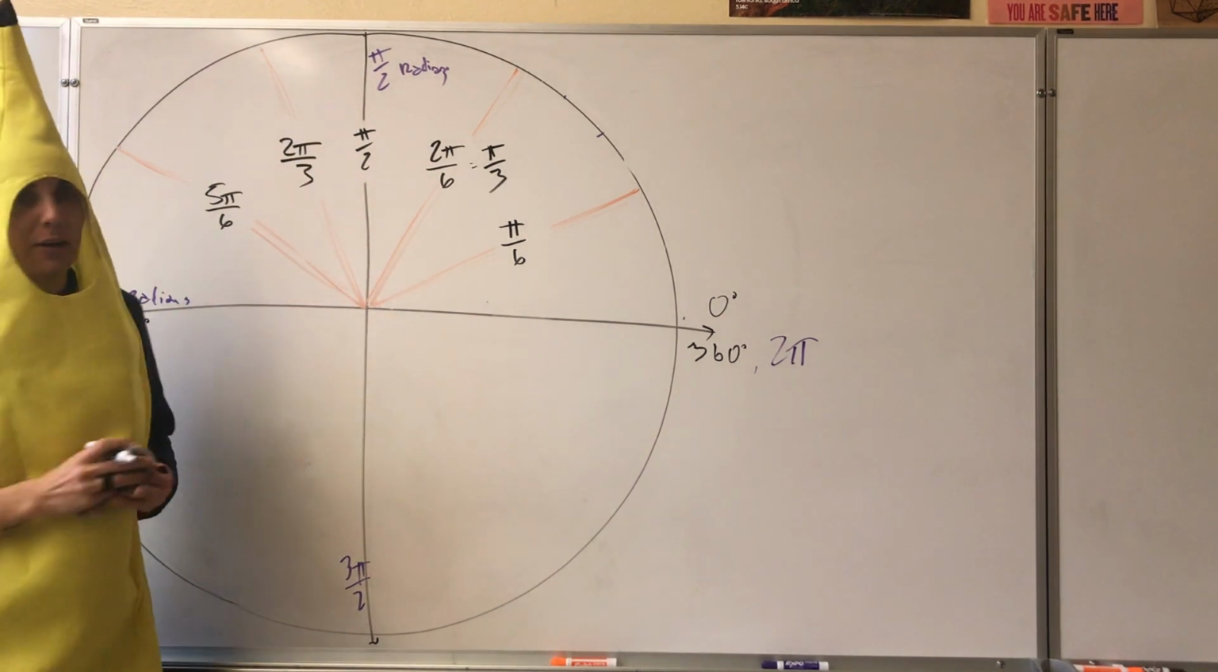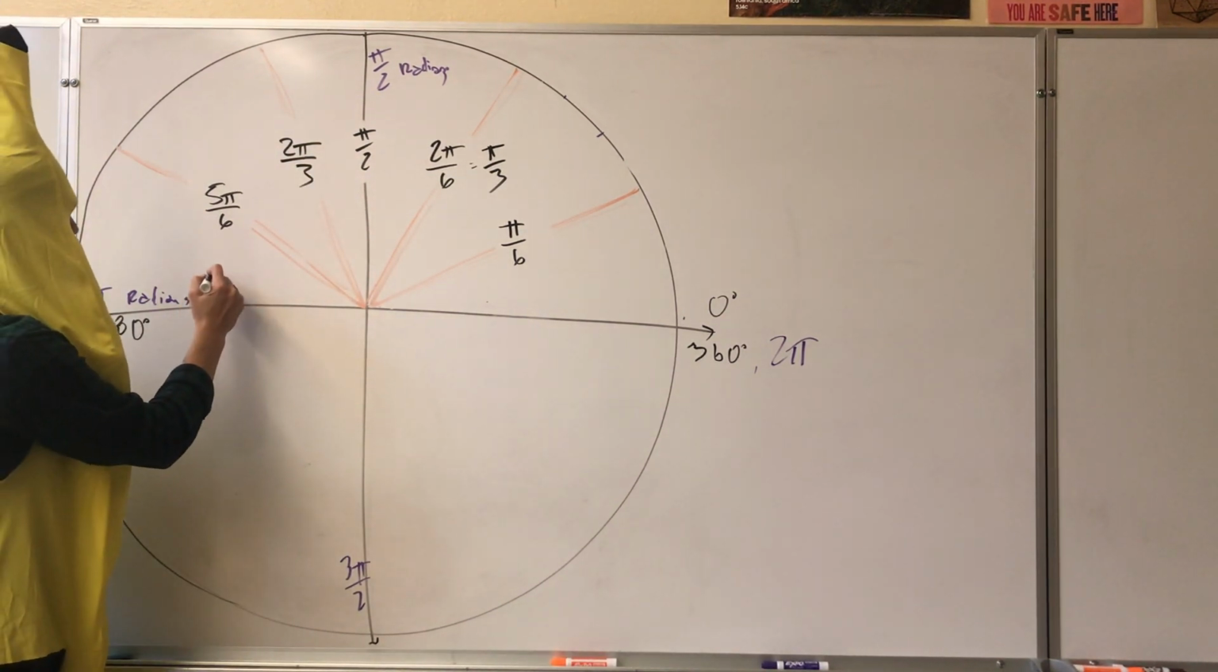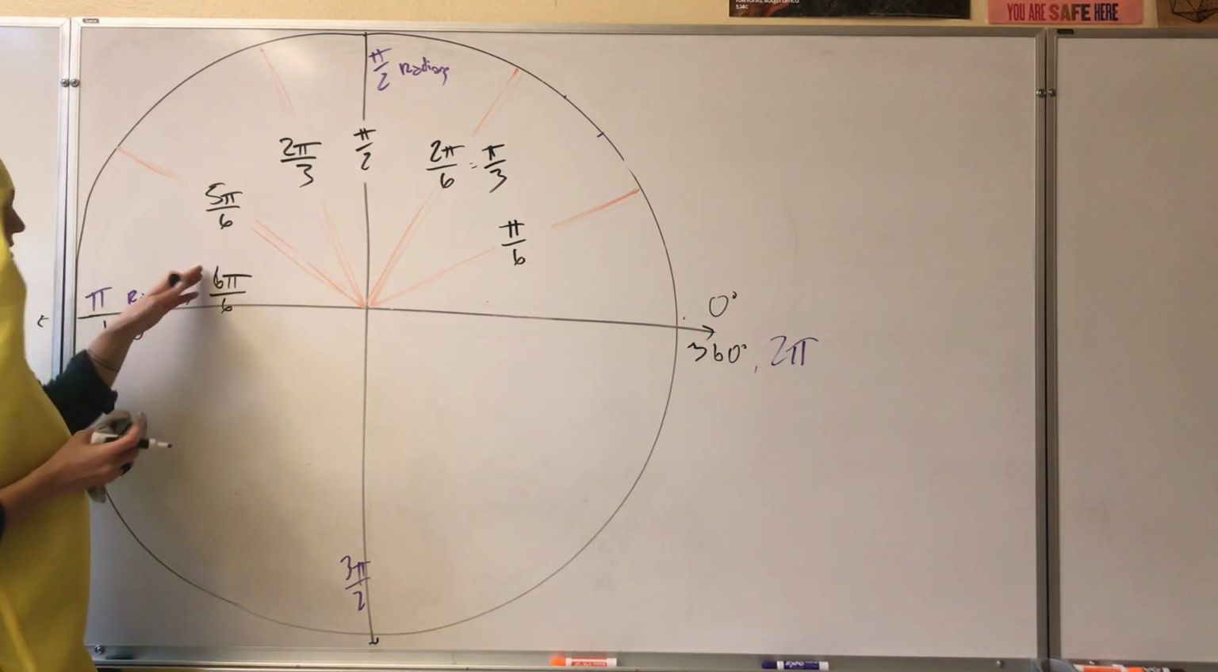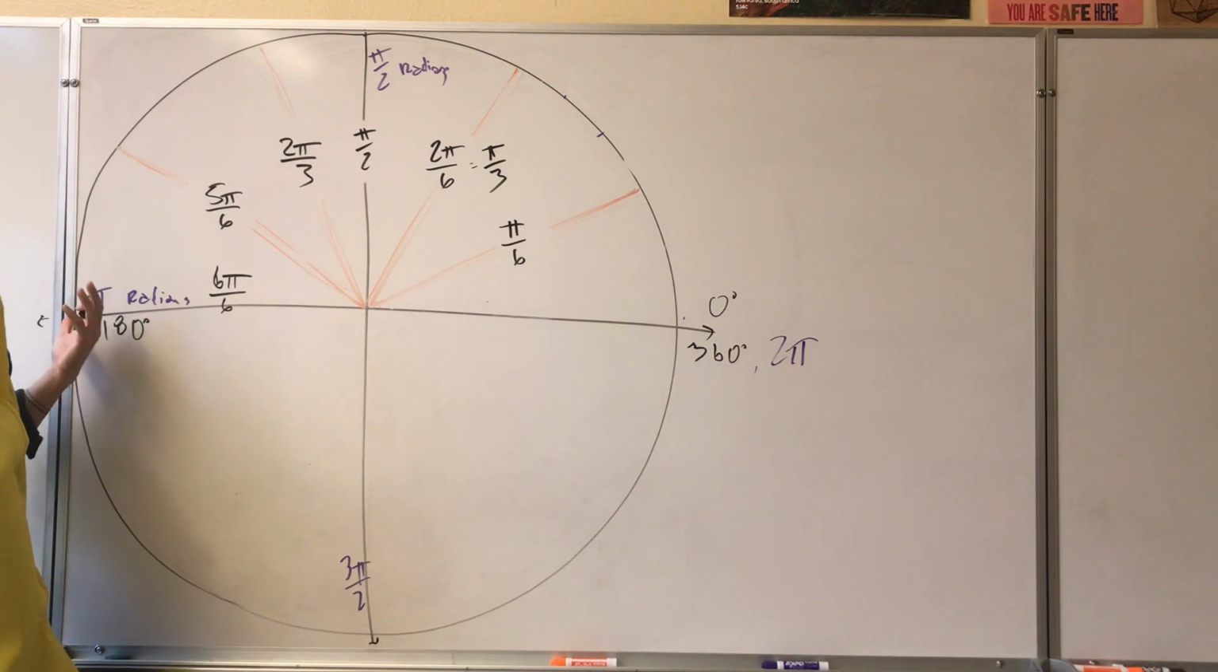If we wanted to, we could even think about pi as 6 pi over 6. Of course, the 6's would simplify to pi.